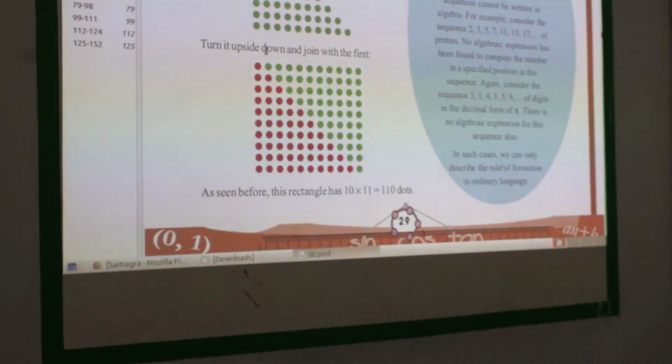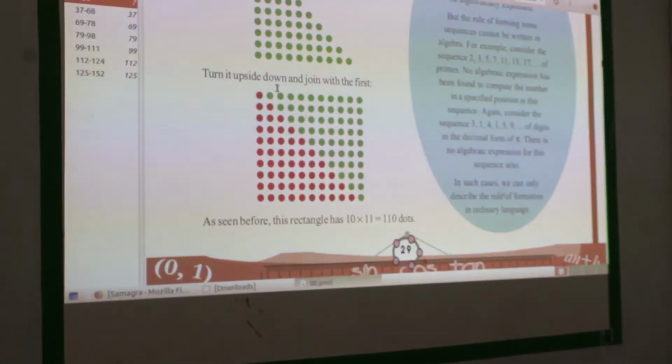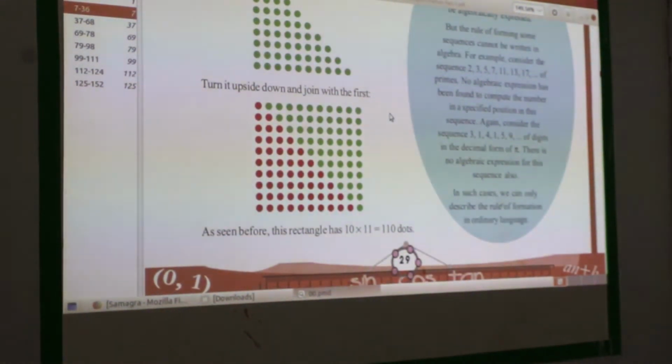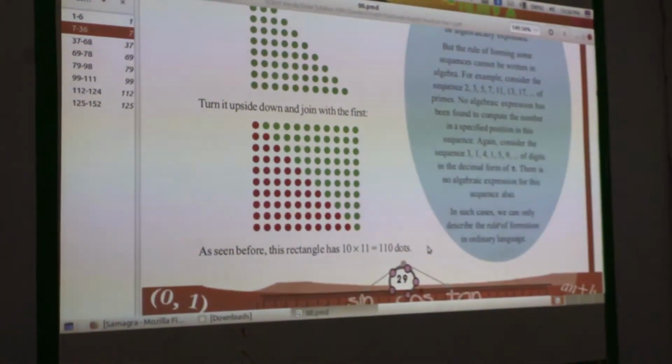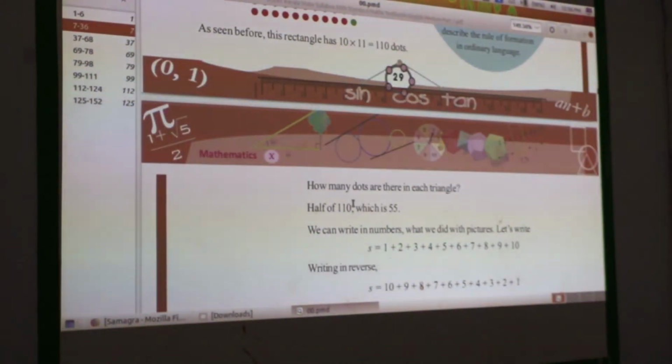Then if we turn the green dotted triangle upside down and join it with the first, the total number of dots is 10 into 11, which is 110 dots. Then how many dots are there in each triangle? Half of 110, that is 55. We can write in numbers what we did with the pictures.